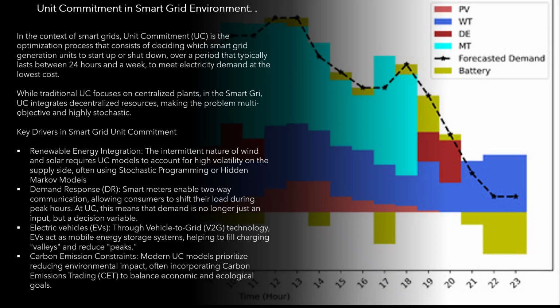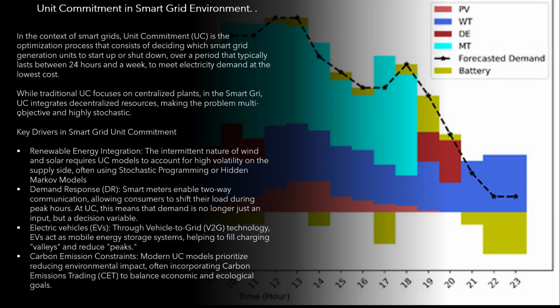In the context of smart grids, unit commitment, UC, is the optimization process that consists of deciding which smart grid generation units to start up or shut down, over a period that typically lasts between 24 hours and a week, to meet electricity demand at the lowest cost. While traditional UC focuses on centralized plants, in the smart grid, UC integrates decentralized resources, making the problem multi-objective and highly stochastic.